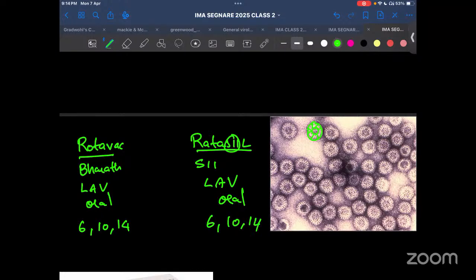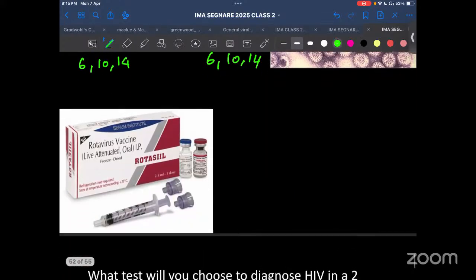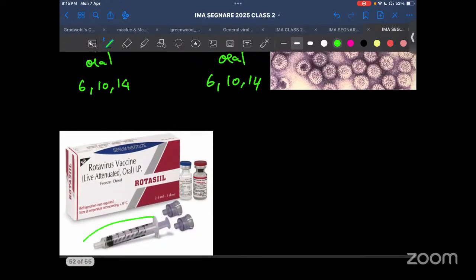Then Rotarix and all are there. There are foreign made vaccines, but Rotacil is currently available in Kerala. Okay. So this is a vaccine. There is a syringe, but it is not an injectable vaccine. This is for providing the oral dose.